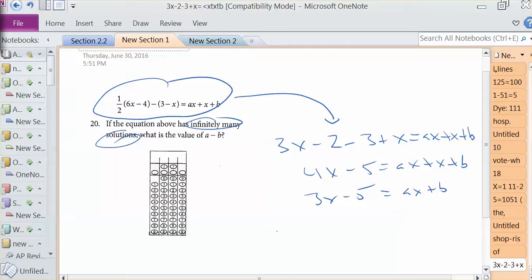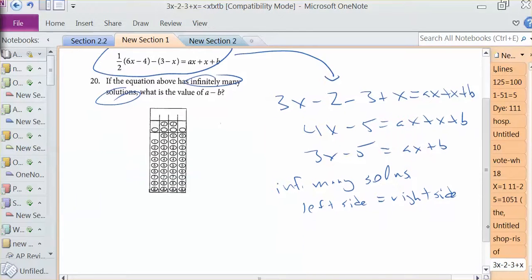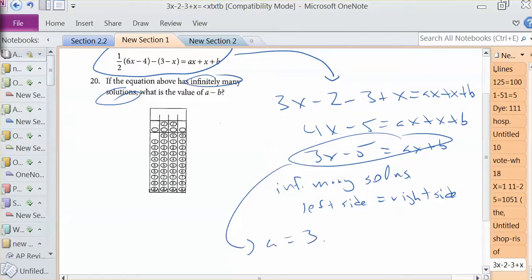Now, in order to get infinitely many solutions, what's going to happen is that you need the left side to equal the right side all the time. So in order for that to happen, A would have to be 3 and B would have to be negative 5. Therefore, the left side equals the right side. Everything cancels. You get 0 equals 0. So that's what infinitely many solutions would imply.